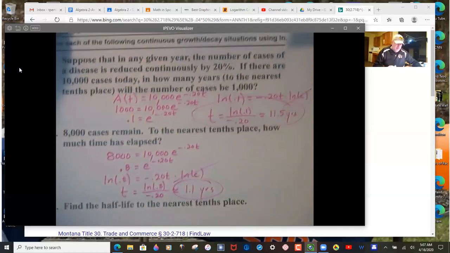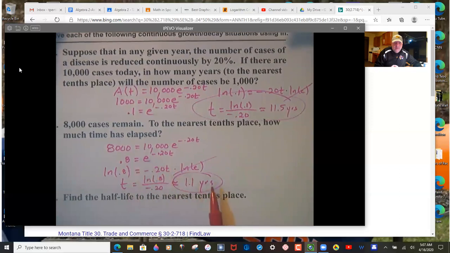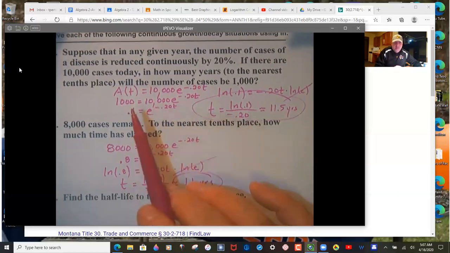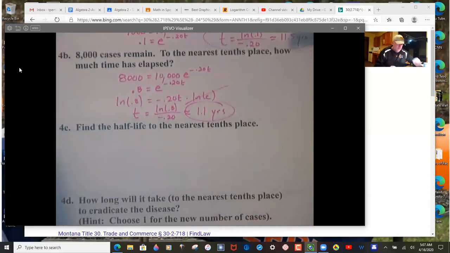You have to make sense of things. So only 8,000 cases, that's not very much time going by. Down to 1,000, that's a lot more time that needs to go by to get there. So you do need to make sense of all of it.